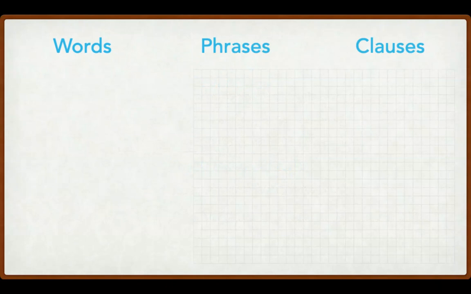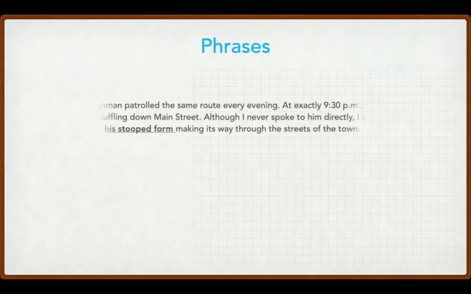Okay, let's talk about how to introduce more variety into your writing by replacing single words with phrases. Read this example. The town watchman patrolled the same route every morning. At exactly 9:30 p.m., you would see the old man shuffling down Main Street. Although I never spoke to him directly, I could still picture his stooped form making its way through the streets of the town.